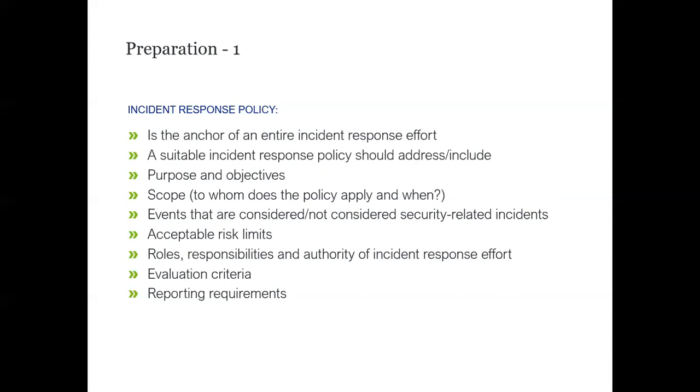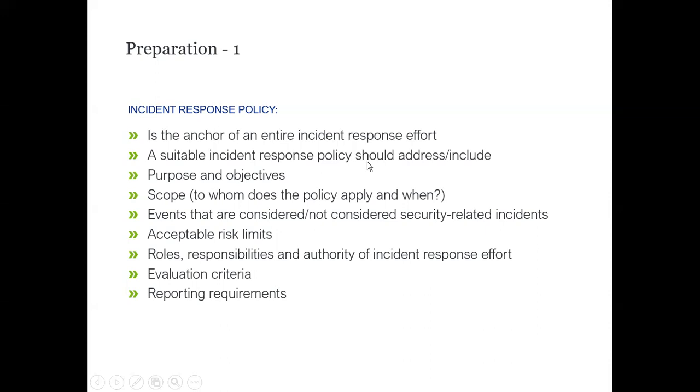We need to identify the purpose and objective of the incident response policy. What would be the scope? To whom does the policy apply and when? These are the things that would be covered in the scope. Events that are not considered security related incidents, acceptable risk limits, roles, responsibility and authority of incident response, the evaluation criteria and the reporting requirement. So all those things come under the incident response policy.